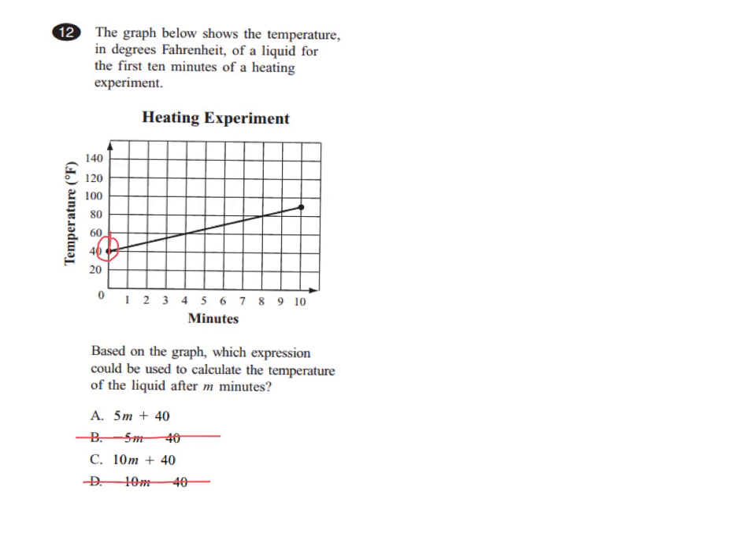So if we pick 2 points on the graph and we do rise over run, we can see here that we go up 40 and to the right 8. So we have a change in temperature of 40 degrees Fahrenheit over 8 minutes, which is a slope of 5. So we have option A.